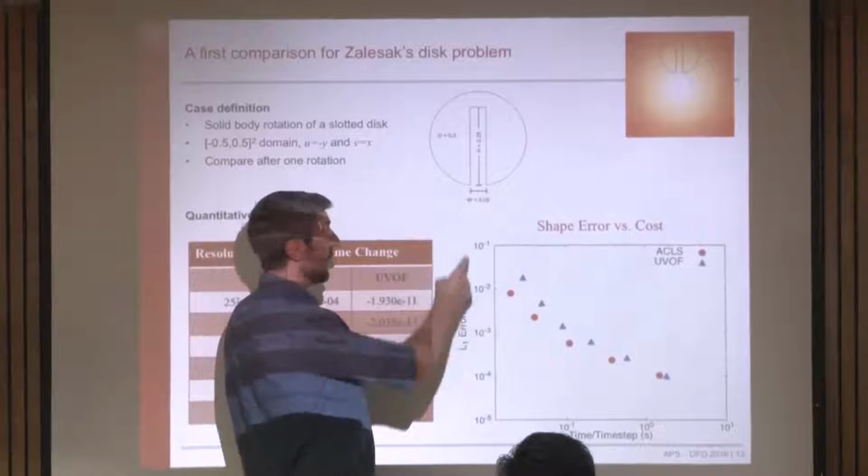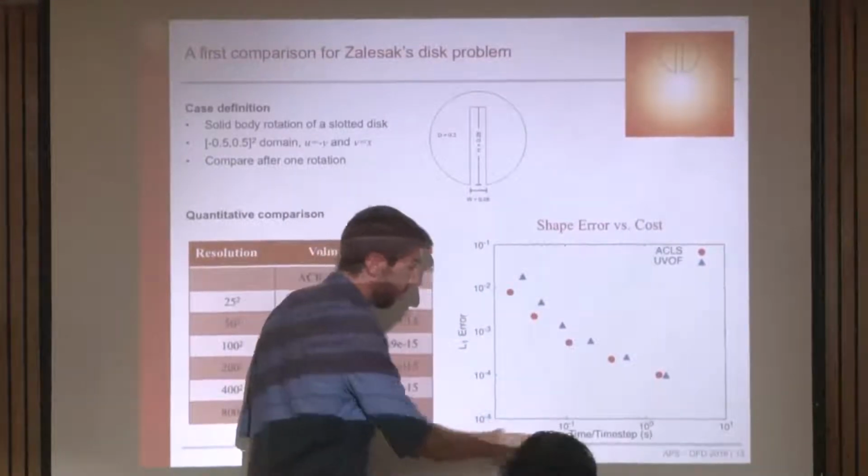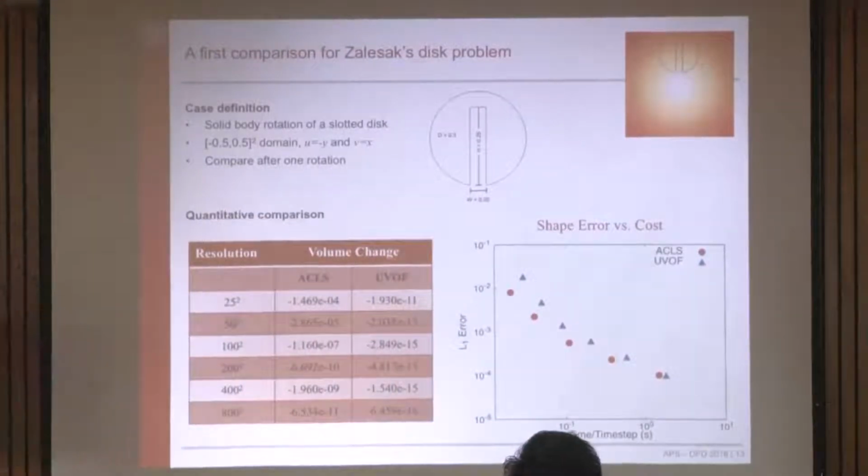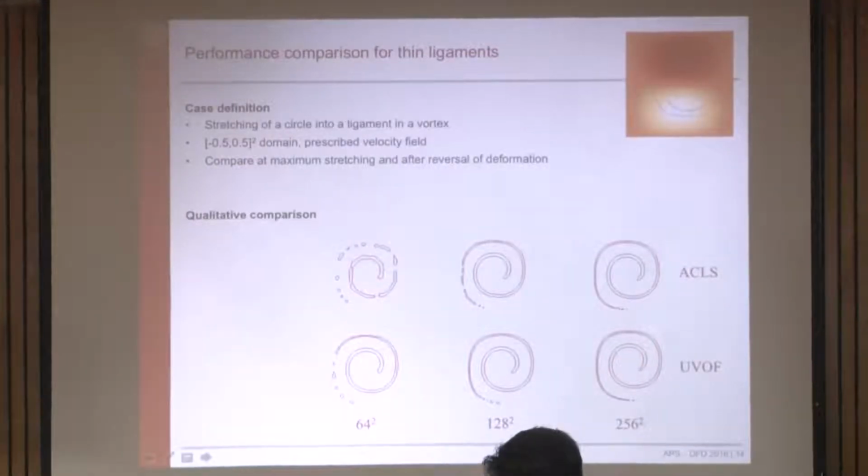This is the error made in the shape at the end of the rotation as a function of the time per time step. So this is a true assessment of the performance of the schemes. This is error versus cost. How much does it cost to run the time step versus what is the resulting error from the method. So this shows you that in fact ACLS ends up being a more effective method. You get more bang for your buck. You end up systematically having a lower error at a given cost, or vice versa. If you want to reach a certain level of error, the cost is less with ACLS.